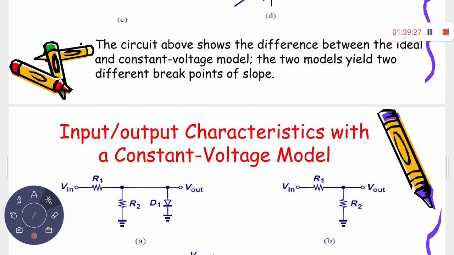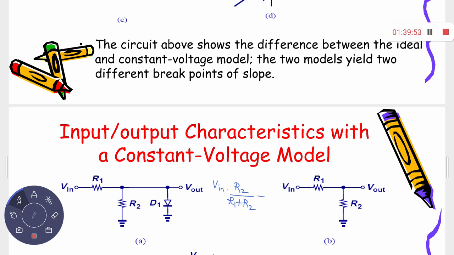Clear? Now what happens? This will prevail until this voltage. Remember, previously I have seen that the V value is equal to VD on. But this time, you have to check what that voltage is. That voltage is basically Vin multiplied by R2 by R1 plus R2, right?